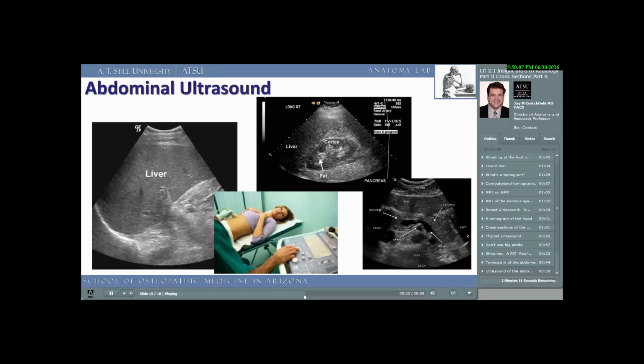In this case, we're looking at images not only of the liver in the image on the left, but we can see an ultrasound image of the kidney, and on the right, an ultrasound of the pancreas with the various anatomical areas labeled. It's all cross-sections.